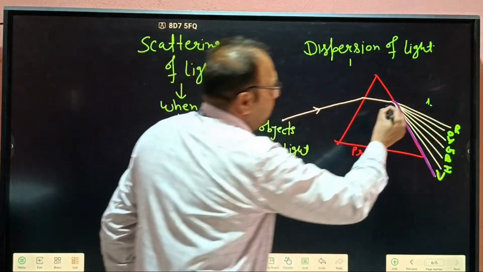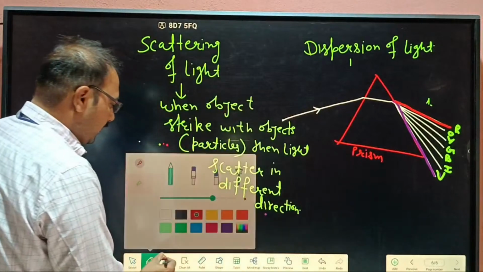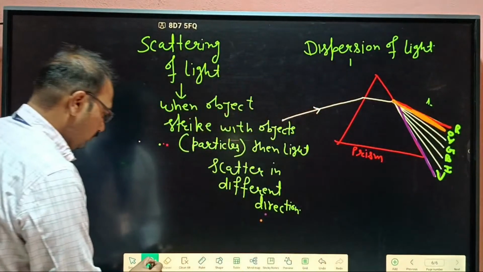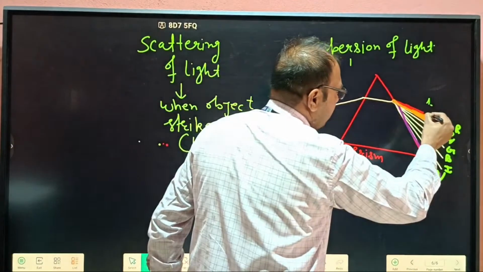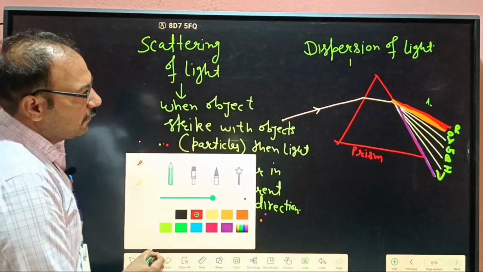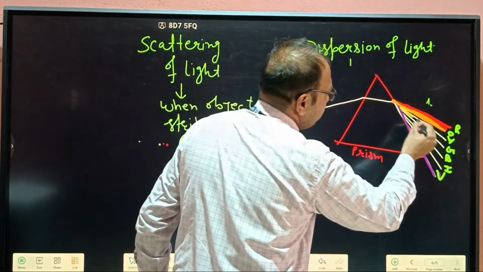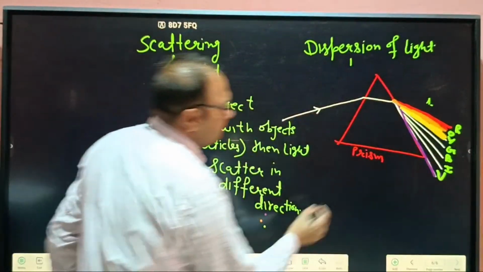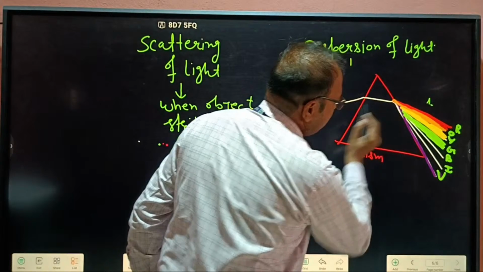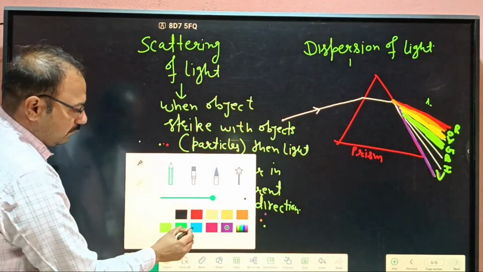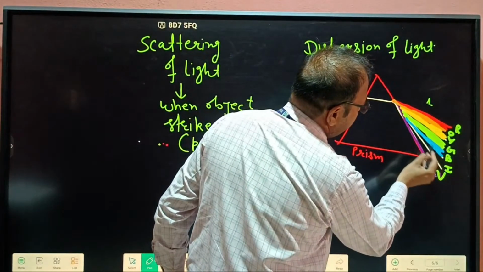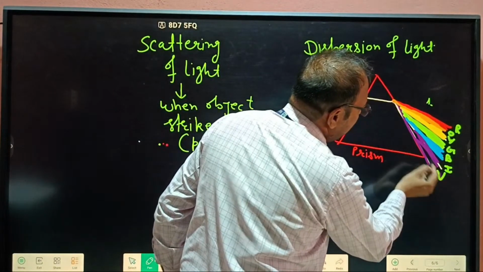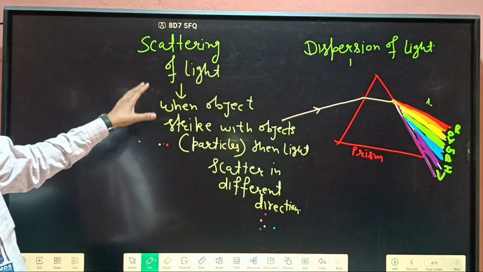So basically what happened here? The light divided into the 7 colors. These 7 colors are known as VIBGYOR. We can remember them by this VIBGYOR like this. Next is yellow, and after that green, and after that blue, that is sky blue, and after that indigo. So this is known as the dispersion of light, and this is known as the scattering of light.